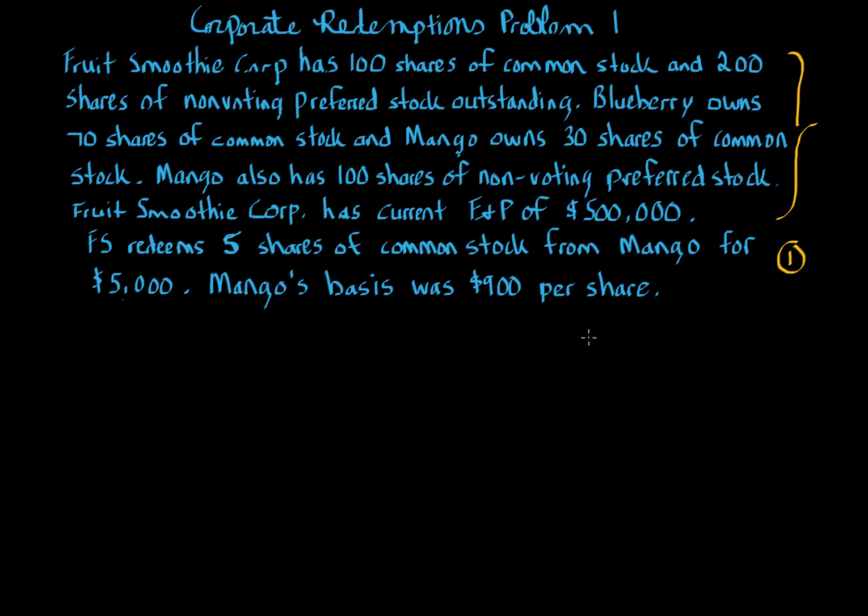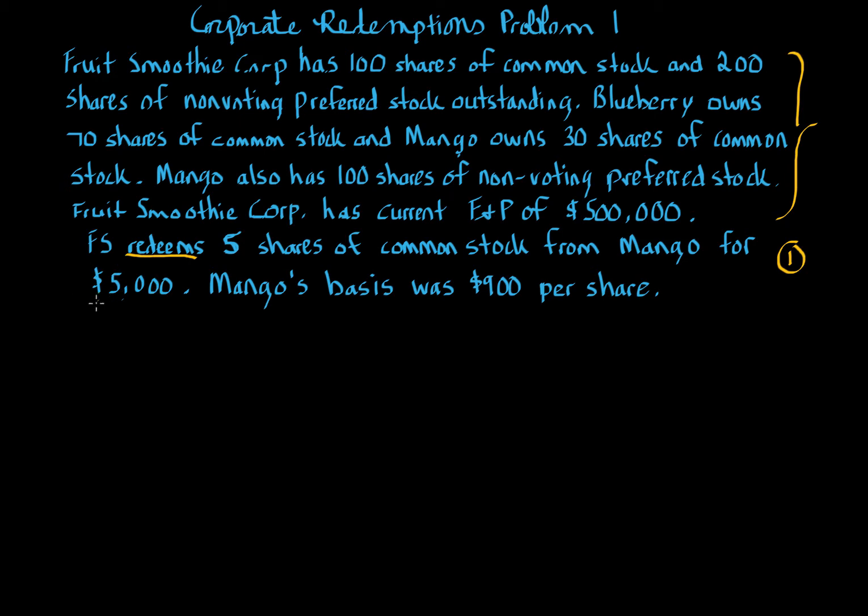We're dealing with corporate tax issues. We have to worry about the corporation as well as the shareholder. That's what corporate tax is all about. So we have a redemption here. Redemption means that Mango is selling her shares, his or her shares, back to Fruit Smoothie in exchange for $5,000 cash.